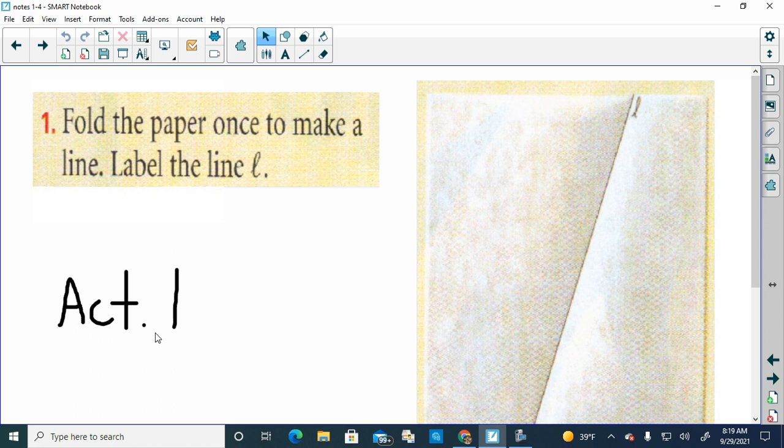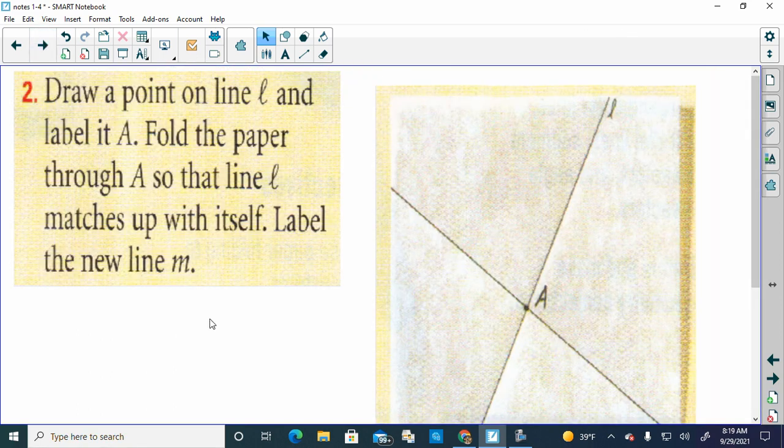Okay, we're good? Okay, so at the end of that line someplace, you're going to label it with that italicized L, so it's a lowercase cursive L. It looks like that. Good? Okay, so our next step is you're going to draw a point someplace on line L. Anywhere, does not matter where. Draw a point anywhere on line L, and you're going to label it with a capital A, so point A. Points are capital letters.